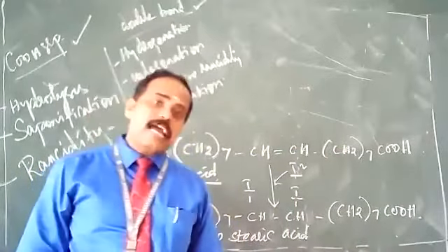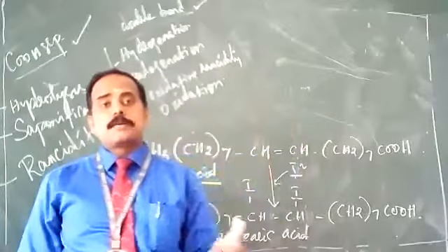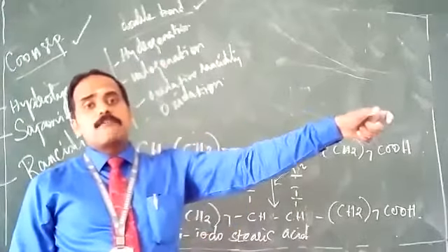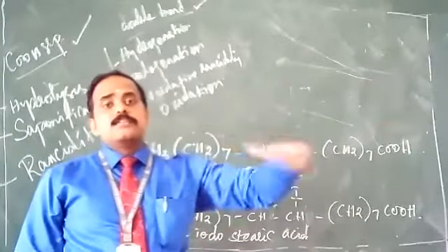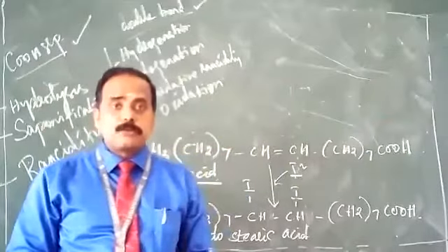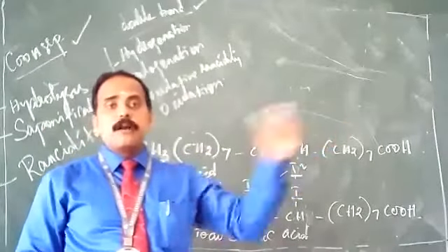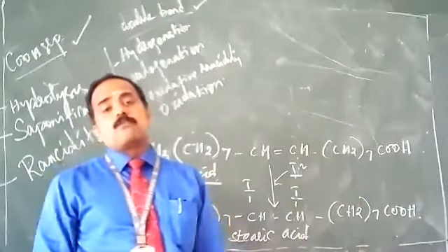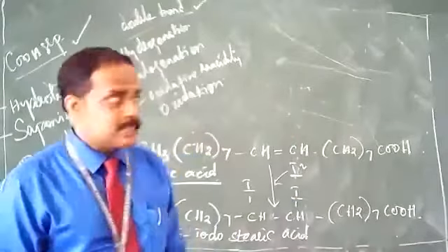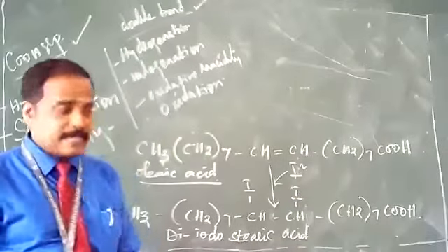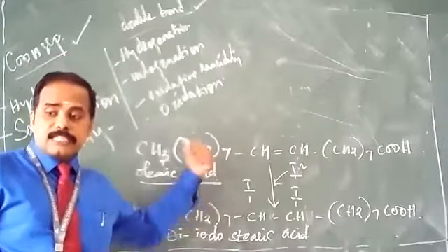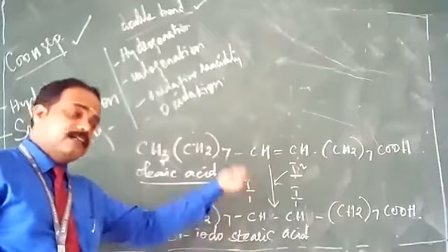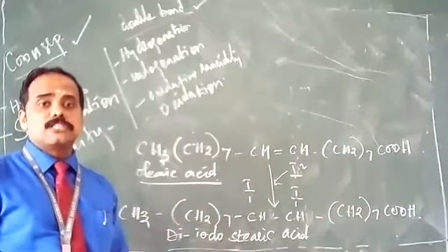There it forms tetraiodostearic acid because it has 2 double bonds. It's a polyunsaturated fatty acid. Instead of 1 double bond, it has 2 double bonds. Each double bond takes up 2 atoms of iodine. So when 2 double bonds are there, it takes up 4 iodine atoms, which is involved in the formation of tetraiodostearic acid. I'll be writing the structure of tetraiodostearic acid also. So I think this one is clear now. Oleic acid to diiodostearic acid: instead of hydrogen, the iodine, I mean the halogen, is added.